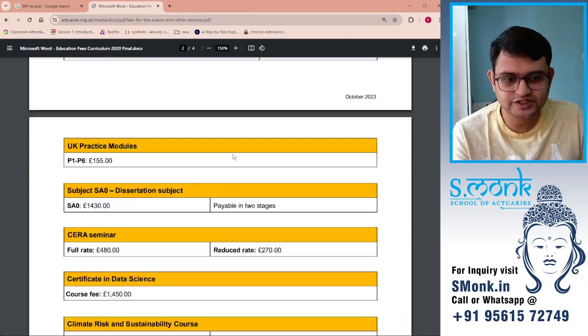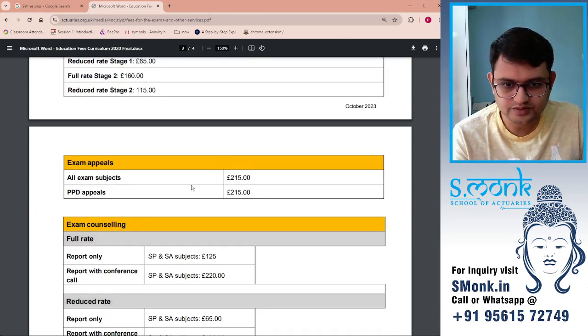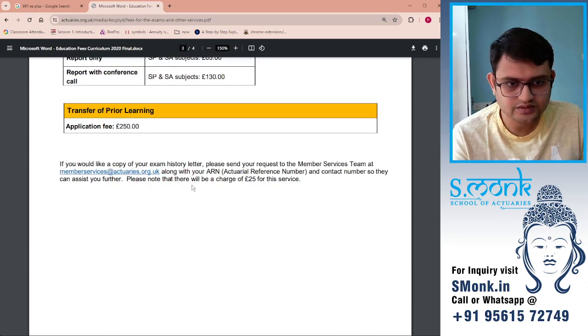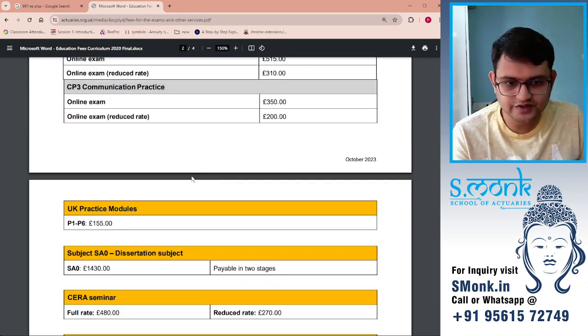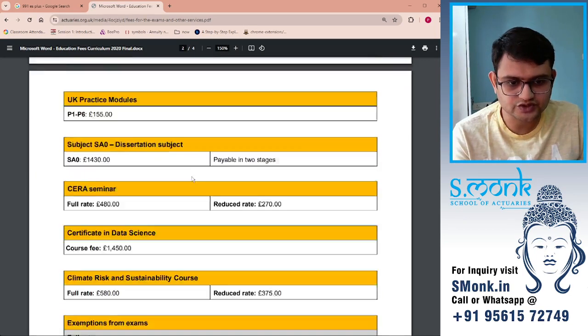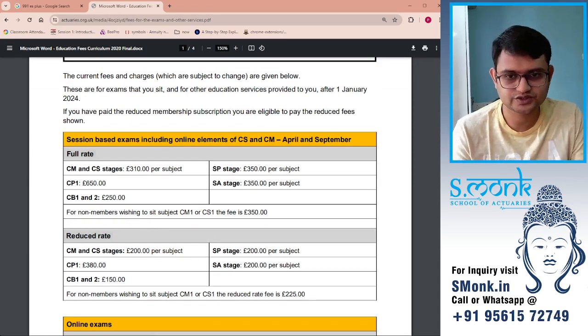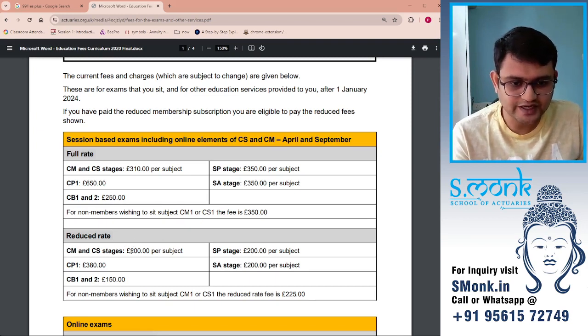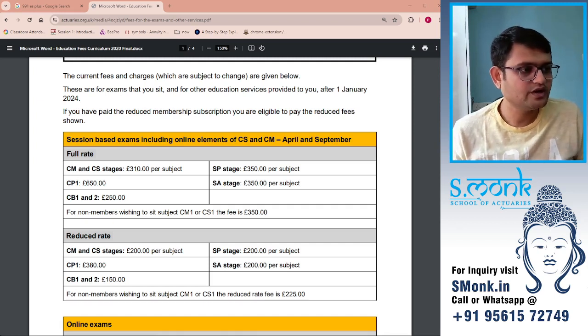Here you can see other fees as well. Then you have membership. Where is membership? I think the membership fee is given in some other document. It is not given here. So these are the only fees that are important for you, full rates and reduced rates, depending on whether you are applying for the reduced rate or not. Now as a non-member, as I said, you can give either CM1 or CS1 and the fee will be 220 pounds. So they charge you 20 pounds extra for non-members.